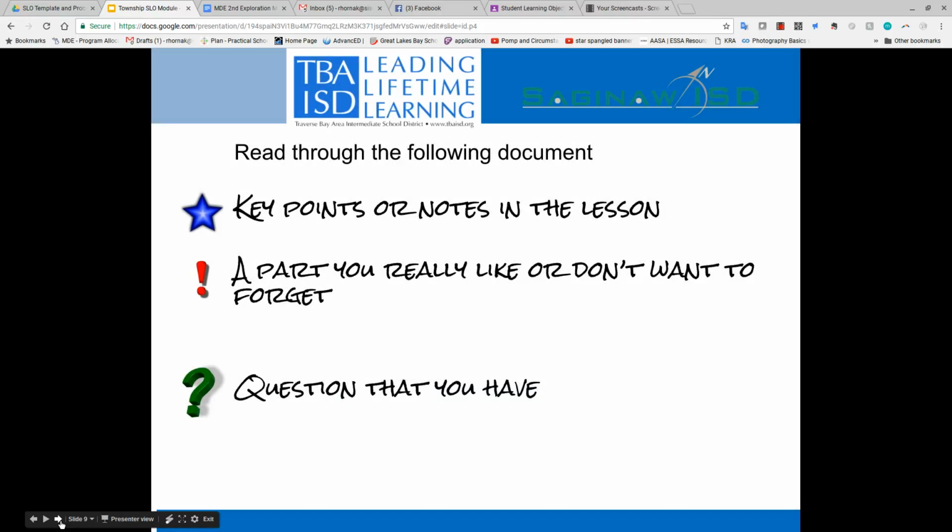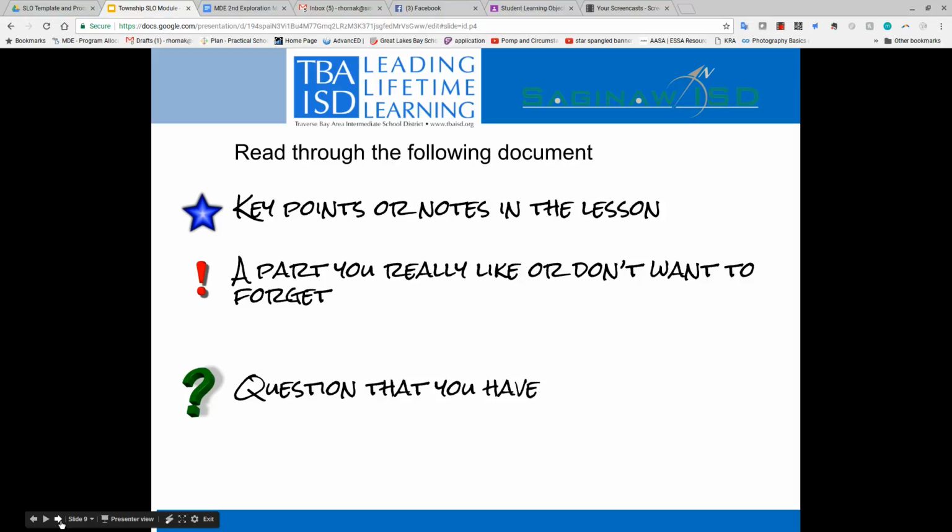Okay, so I'm going to leave you with this article. Actually, it's more of a process talking about assessments and what you do with the data. I love this article when I give it to teachers because it's very, very intense and it gets them really thinking about data. But as you read it, think about key points or notes in the lesson. Think about parts that you really like or don't want to forget. And then finally, questions that you have. So we're doing what's called lifting lines. You're going to read this piece and you're going to lift lines out of it.